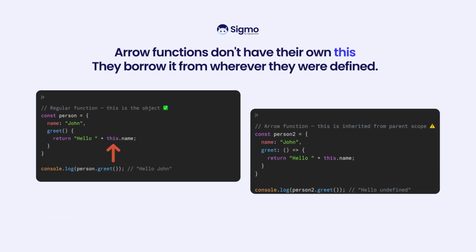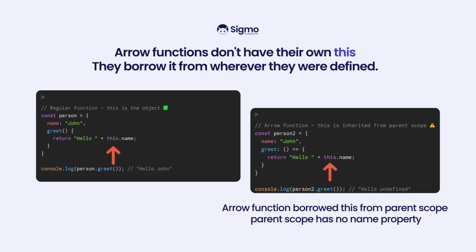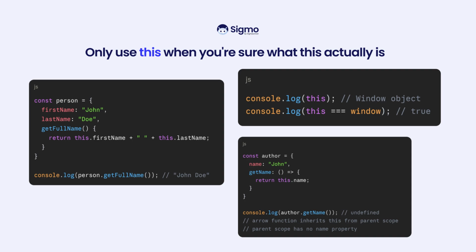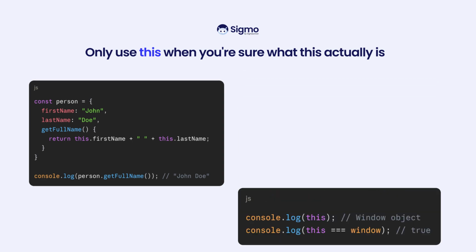Arrow functions don't have their own this. They borrow it from wherever they were defined. That's powerful in the right situation, but confusing if you don't know it's happening. The rule is simple. Only use this when you're sure what this actually is. When in doubt, debug first.